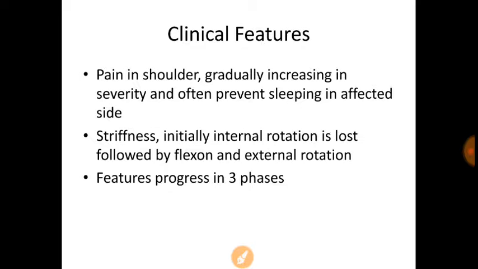The clinical feature in frozen shoulder is pain in the shoulder, which is gradually increasing in severity and often prevents sleeping on the affected side. Stiffness: initially, internal rotation is lost, followed by loss of flexion and then external rotation. Clinical features usually progress in three phases.